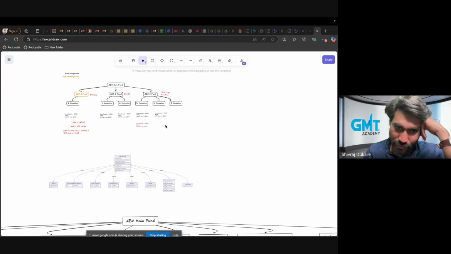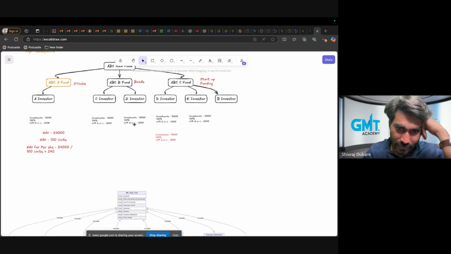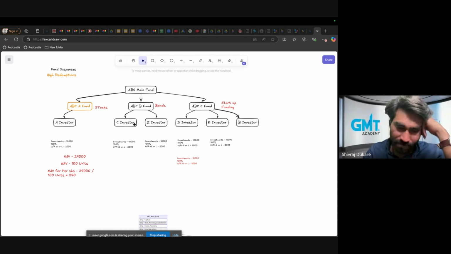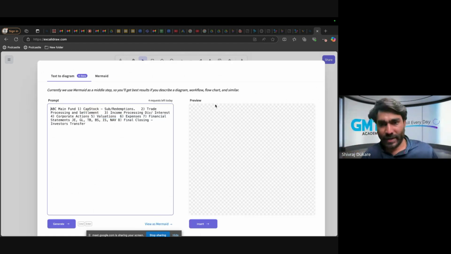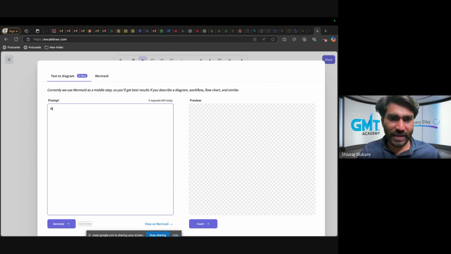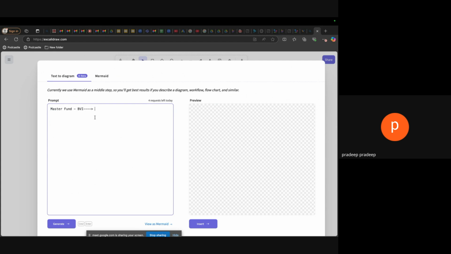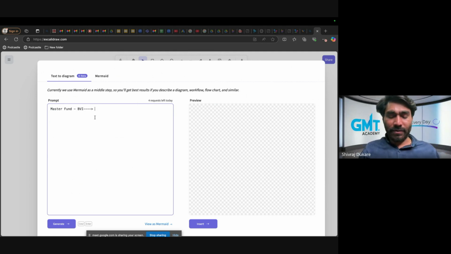See, one more thing I wanted to quickly explain, since someone asked me as well. Let's say we have a master fund, which is registered in BVI. Shivraj, what is meant by BVI? It's a country name, British Virgin Islands. And we have one onshore feeder fund, again registered in BVI, for BVI based investors.